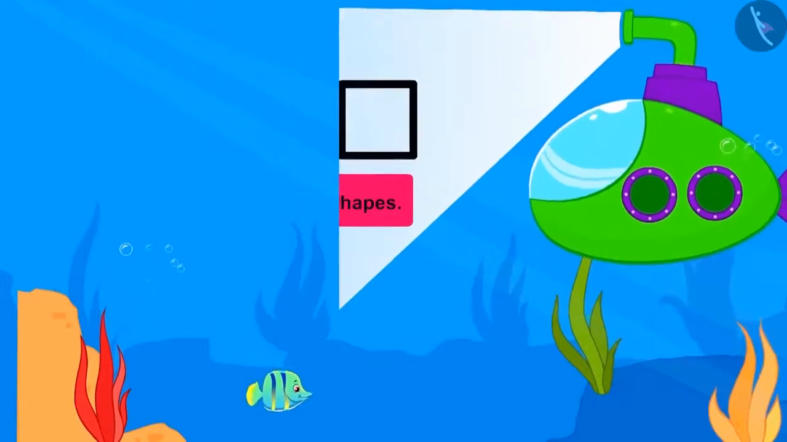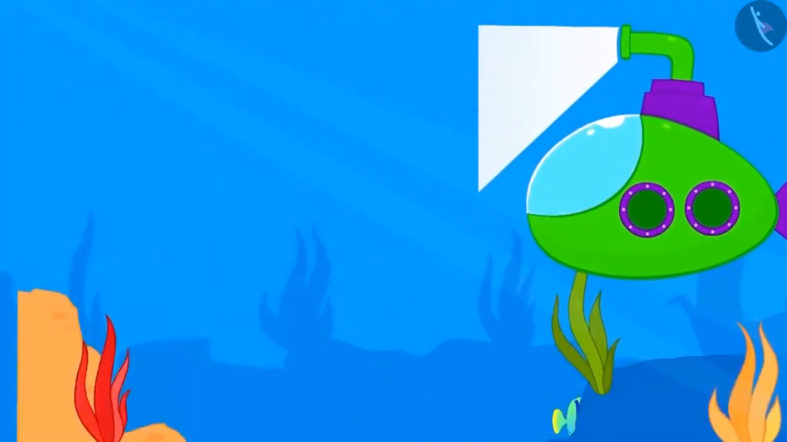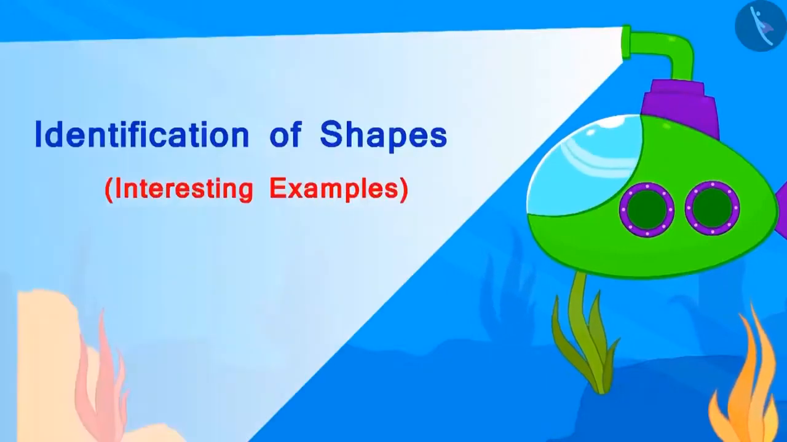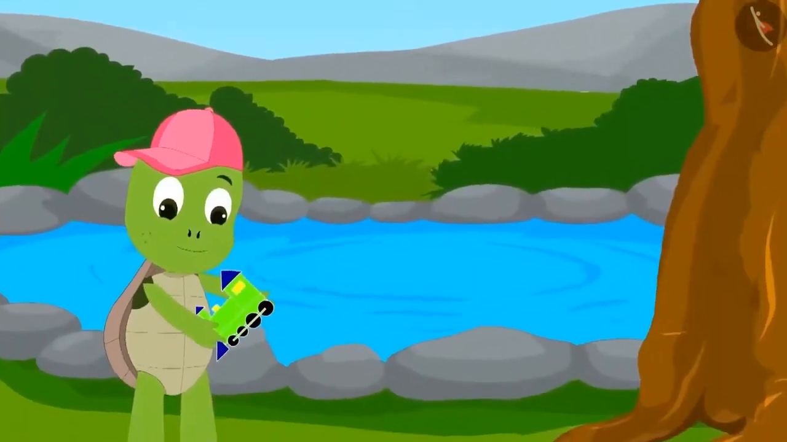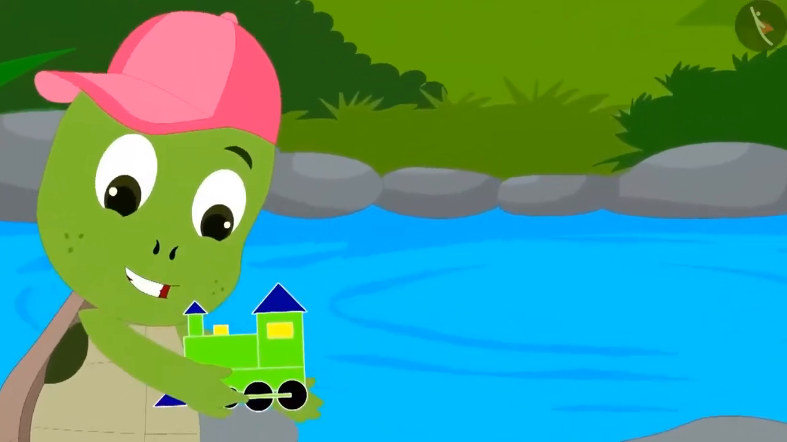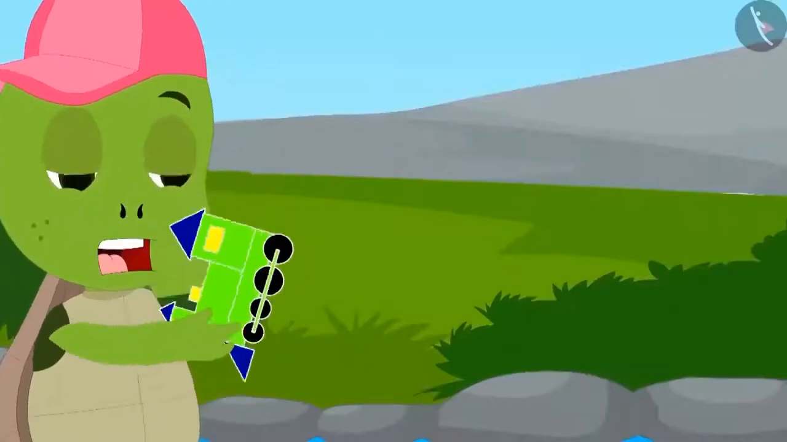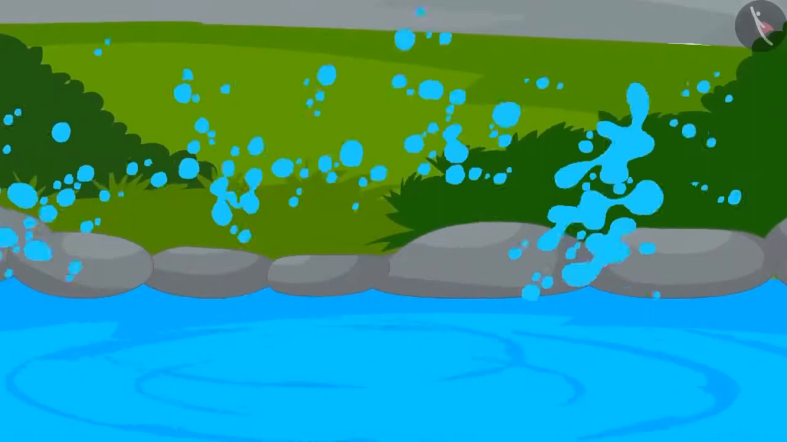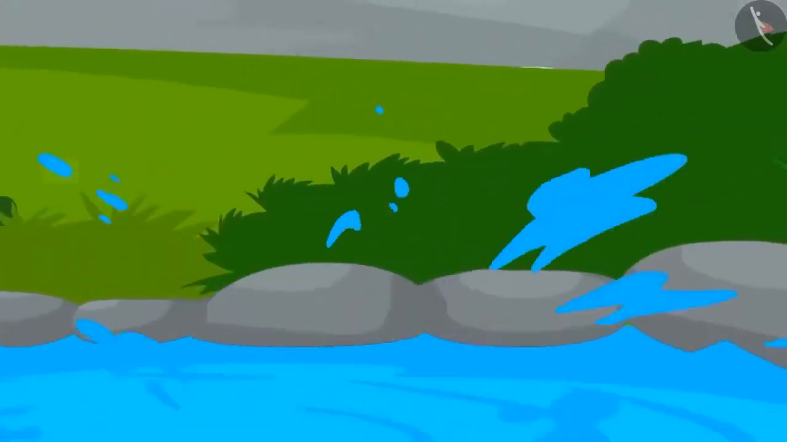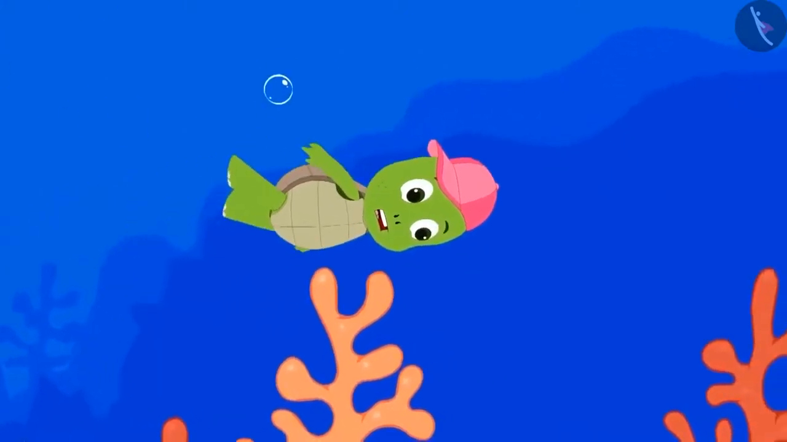We learned to recognize different shapes in the previous lesson. In this lesson, we will see some interesting examples of this. One day, Tufan Turtle was playing on the banks of the pond with his favorite toy. Suddenly, the toy slipped from his hand and fell into the pond. Immediately, Tufan jumped into the pond and started searching for it.